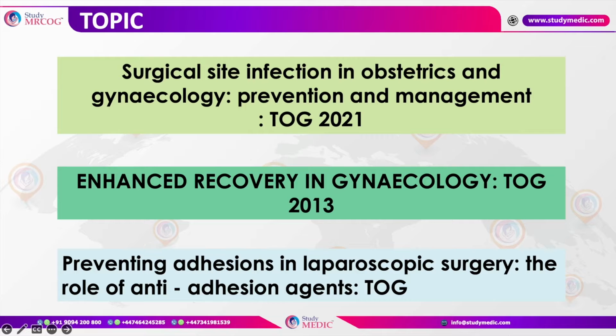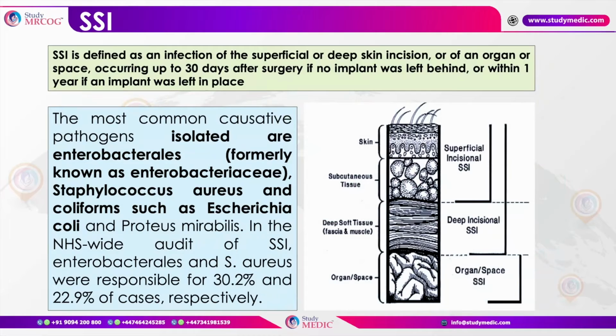Then the next topic that we will be covering is SSI and enhanced recovery. Surgical site infection or SSI is defined as an infection of a superficial or deep skin incision or an organ or space occurring up to 30 days after the surgery if there is no implant left behind, or within 1 year if an implant is there. The most common organisms causing this include Enterobacteriaceae and Staph aureus. Most common is Enterobacteriaceae, accounting for 30.2%, and Staph aureus accounting for 22.9%.